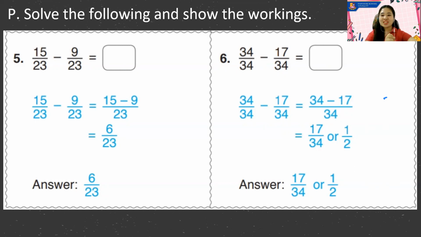Okay, so we are finished with addition and subtraction of fractions. So that's the end of our class.